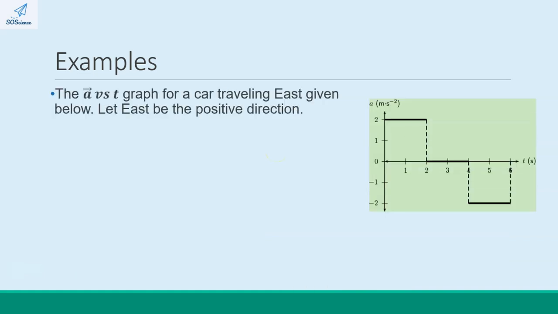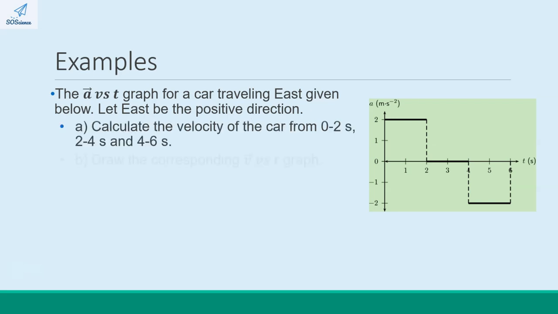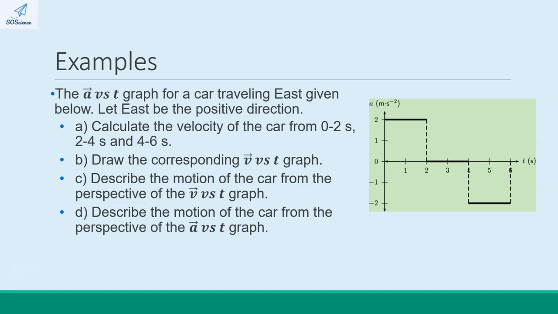Lastly, let's take a look at an example where we are presented with an acceleration time graph. And here we have a car traveling east. Let east be the positive direction. We want to calculate the velocity of the car from 0 to 2 seconds, from 2 to 4 seconds, and from 4 to 6 seconds. We want to draw the corresponding velocity time graph. Describe the motion of the car based on the velocity time graph.